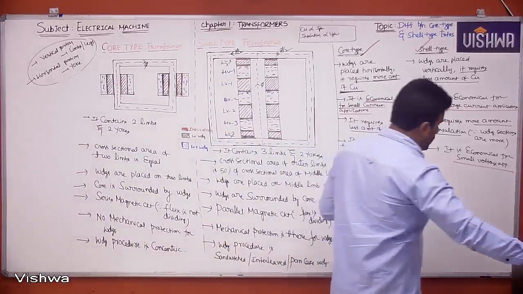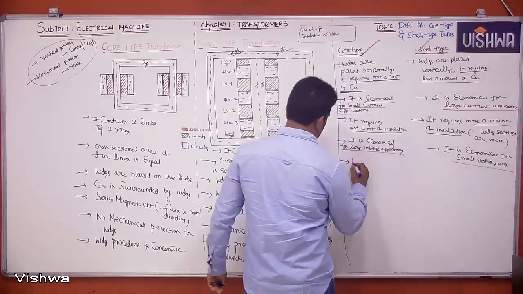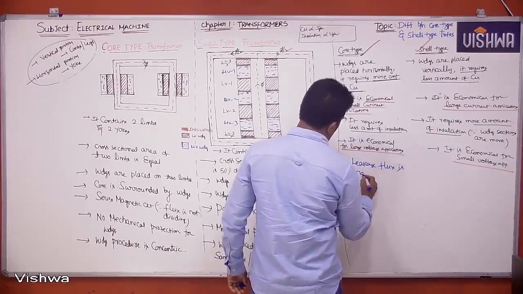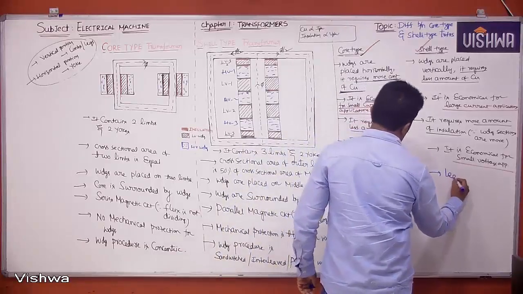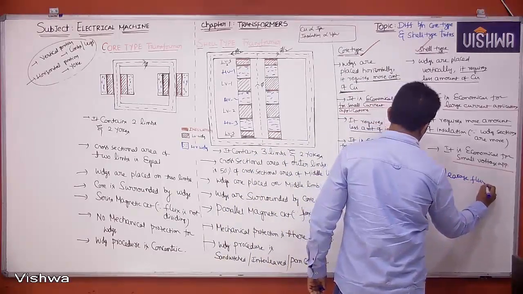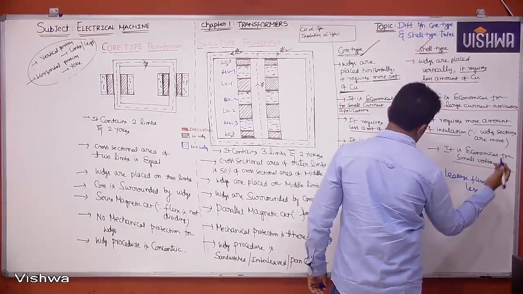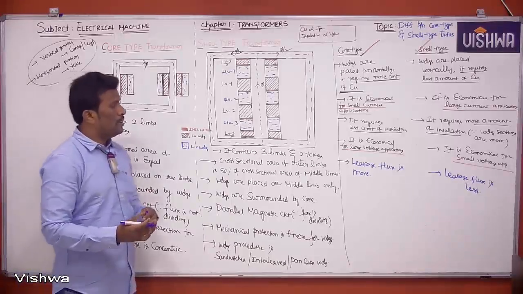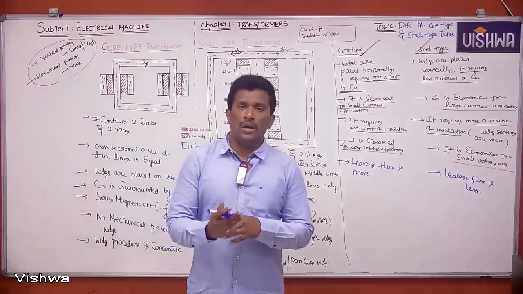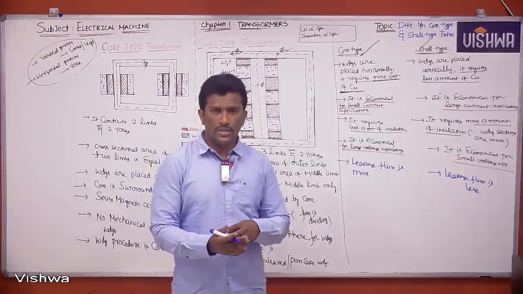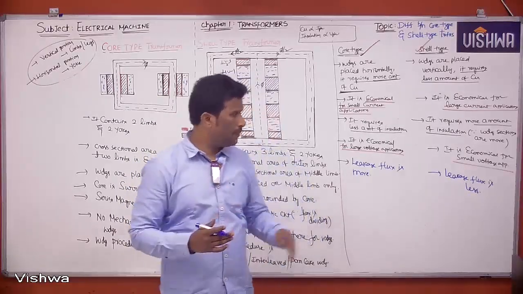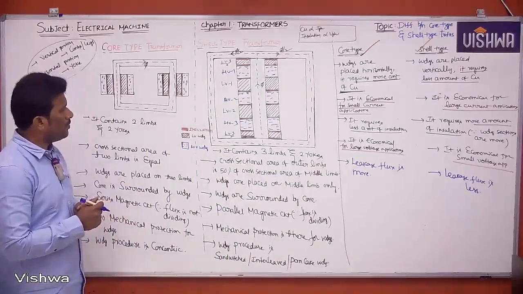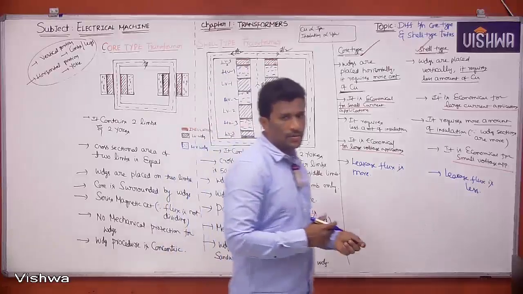So I can write that also here. Leakage flux is more here. What about here? Leakage flux is less here, because each LV is surrounded by 2 HVs and each HV is surrounded by 2 LVs. There will be a lot of chances for flux interacting with both windings, so leakage flux will reduce. Okay, leakage flux is less here, leakage flux is more here. Is it clear? Okay. First note this down, then I'll continue.